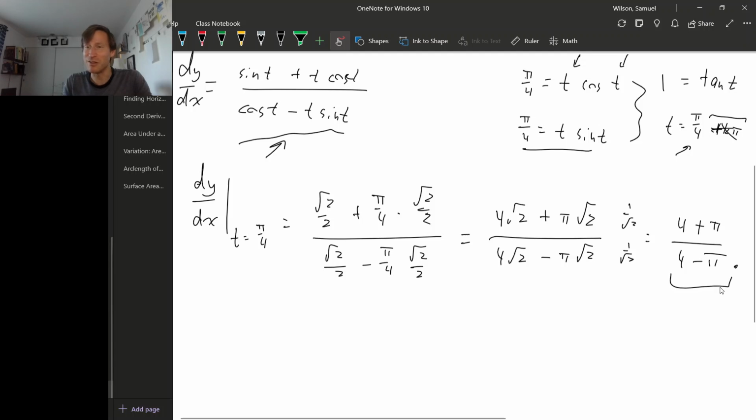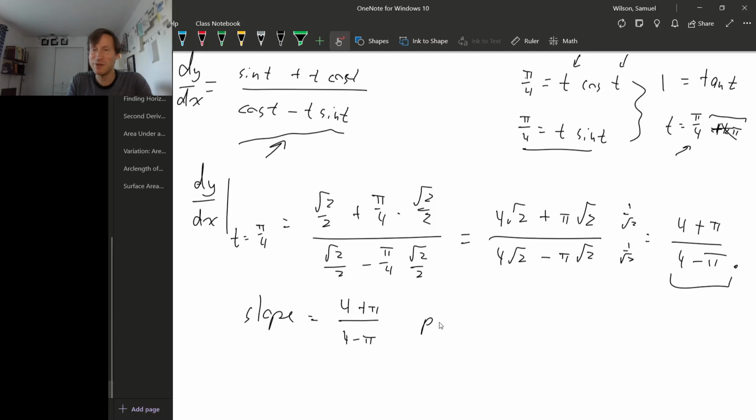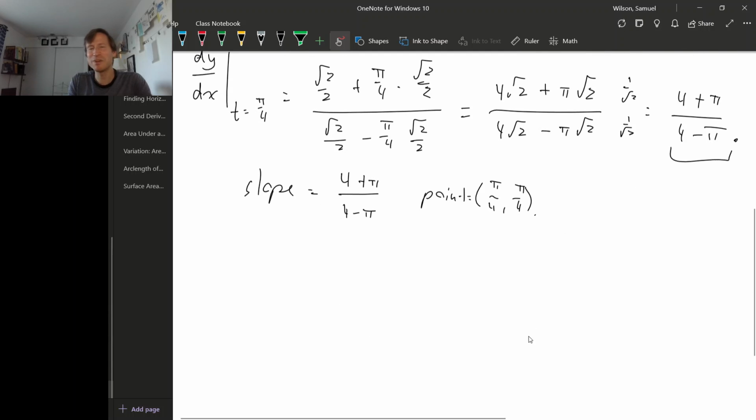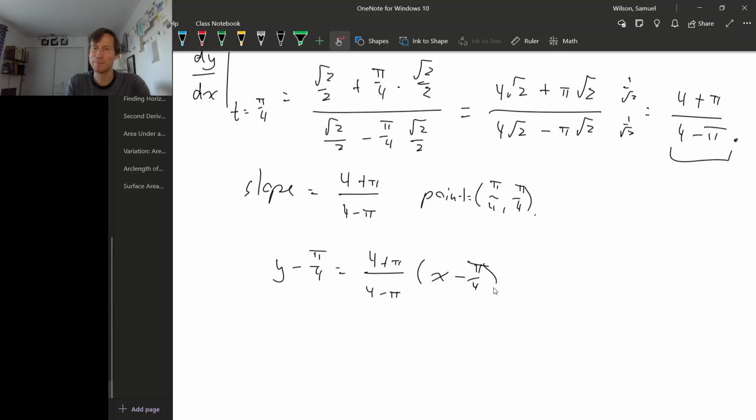All right, so now we have a slope. And remember, the slope of our tangent line is 4 plus pi over 4 minus pi. And we have a point on our tangent line, because that's pi over 4 comma pi over 4. And so now we can write the equation of the tangent line. We can use point slope form. So y minus pi over 4 equals the slope, which is 4 plus pi over 4 minus pi, times x minus the x-coordinate of the point, which is pi over 4. So there's the equation of the tangent line.